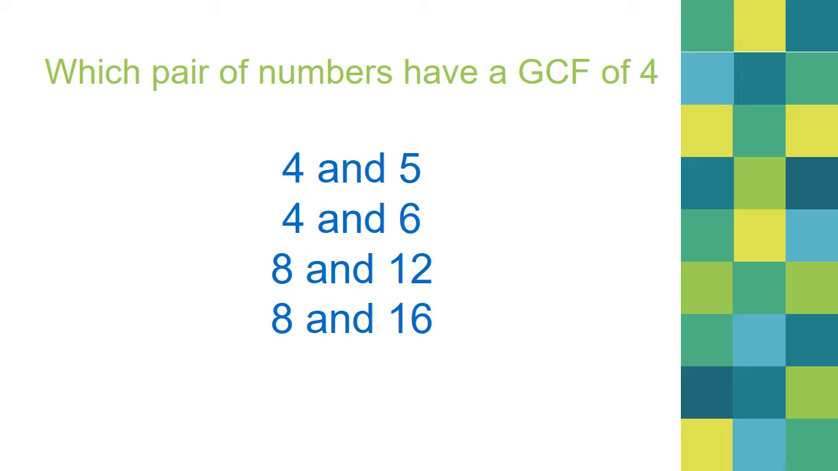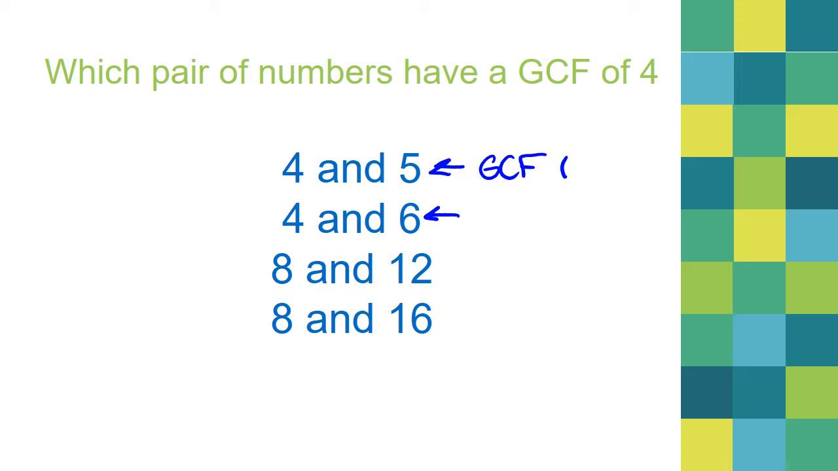You don't need to jot this down, but let's just talk about it. If I look at these combinations of numbers, which pair of these numbers has the greatest common factor of 4? Well, let's take a look. What's a number I can divide out of 4 and 5? That would only be a 1. I can't divide anything else out.